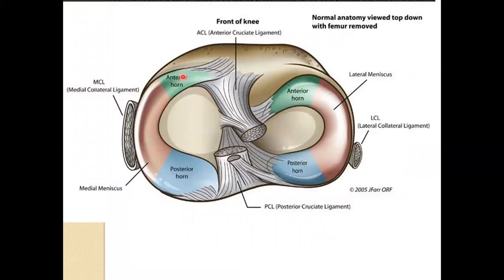Here you can see this is the medial meniscus, while this one is the lateral meniscus. This is the anterior horn attached to the upper surface of the tibia, while this is the posterior horn attached to the upper surface of the tibia, right? Then you can see the medial meniscus, which is wider and larger relative to the lateral meniscus. Also, the medial meniscus has got attachment with the medial collateral ligament, and the lateral meniscus is free from the lateral collateral ligament, right?